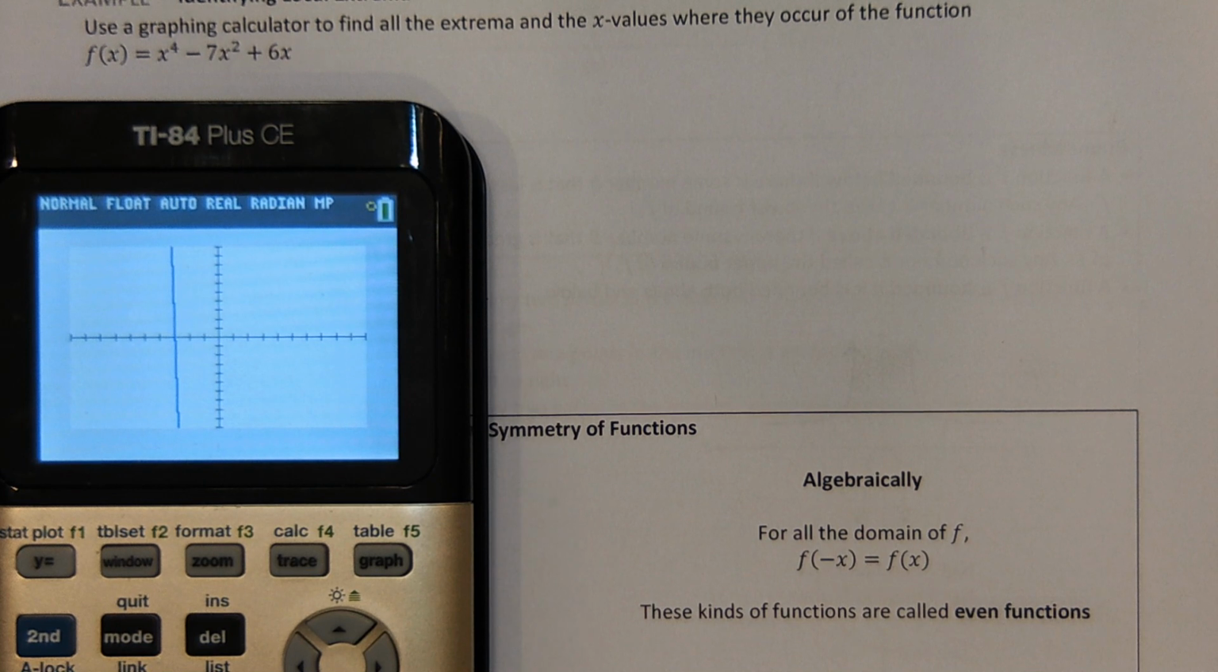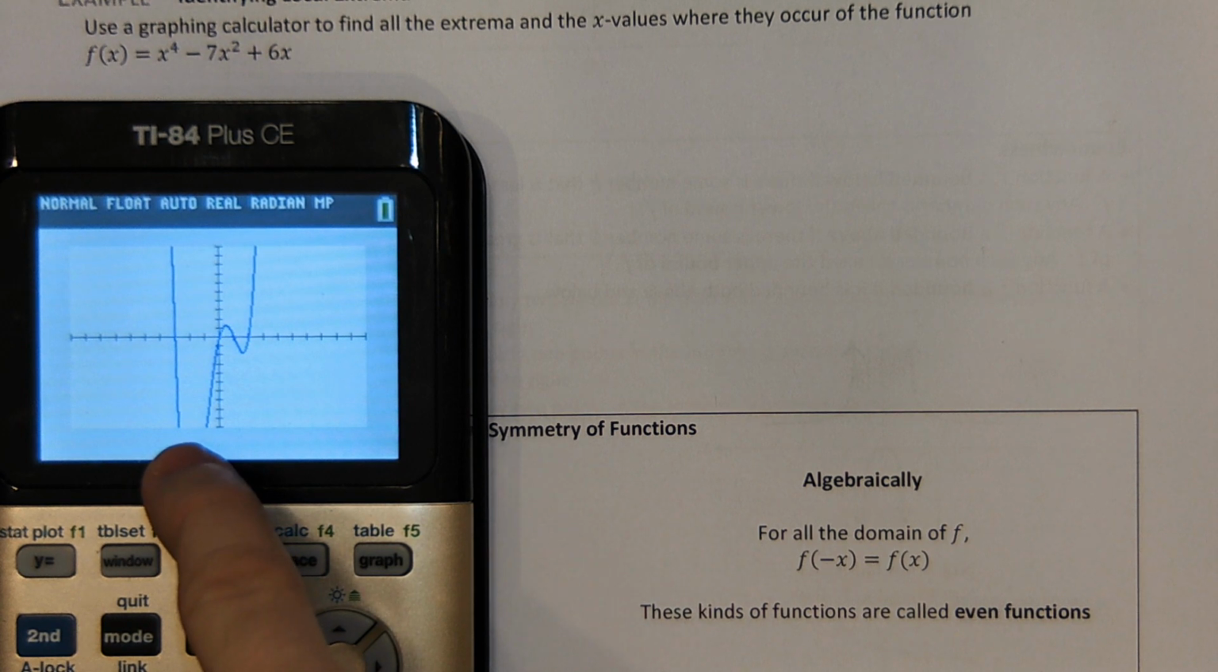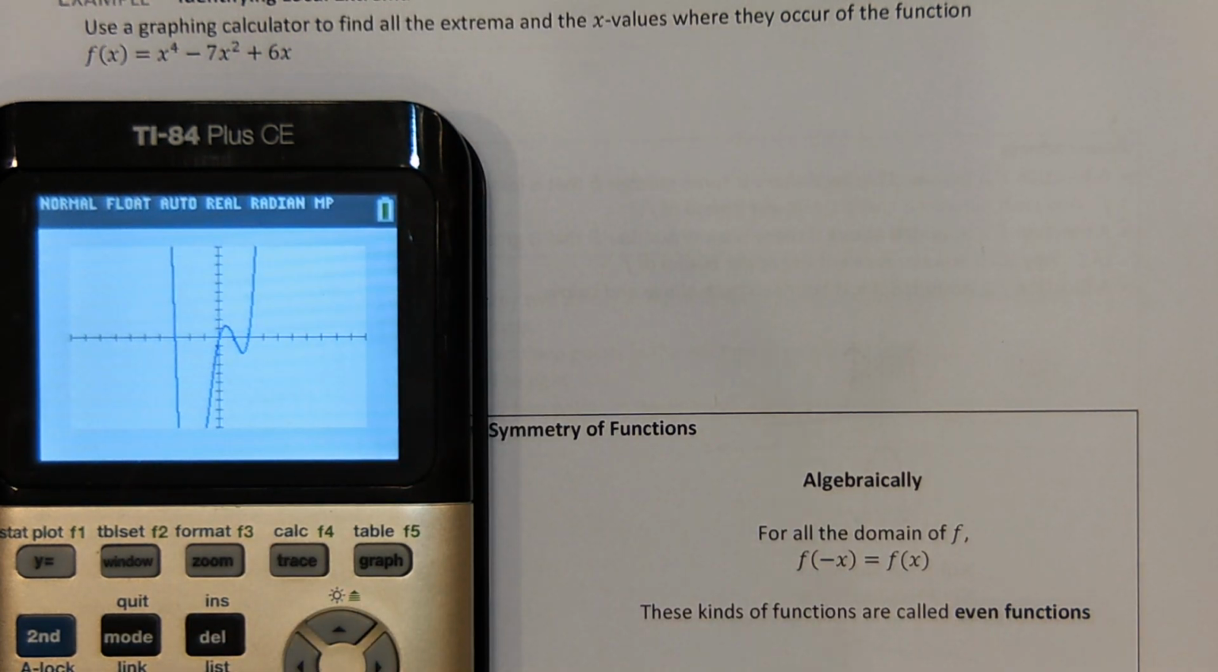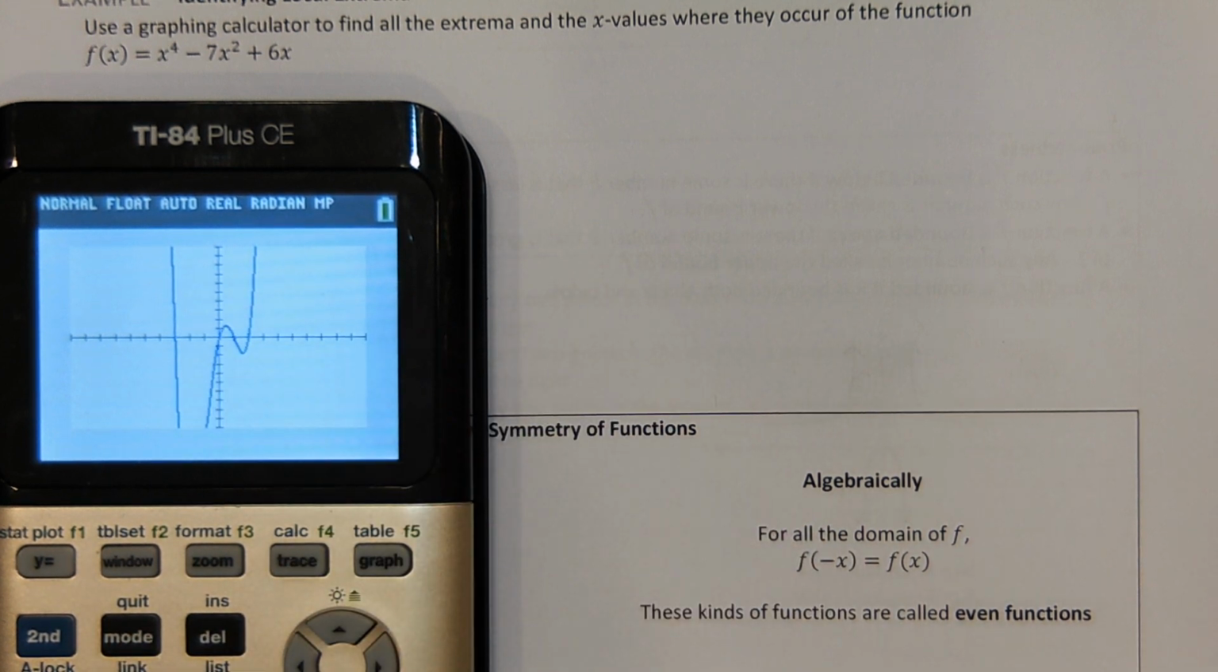Let's see what it does. Holy cow. Okay, we have a problem. There's clearly a minimum down there, but we can't see it. What happened? Well, I have too many y values up here and not enough y values down here, so we're going to have to adjust this window.